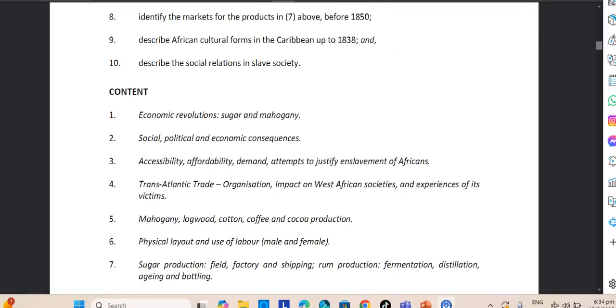As we know, the transatlantic trade in Africans, often called the Atlantic slave trade, was a brutal and large-scale system of human trafficking that lasted from the 15th to the 19th century. It was a central part of the triangular trade system linking Europe, Africa, and the Americas. Now, we're going to look at the organization of the trade.